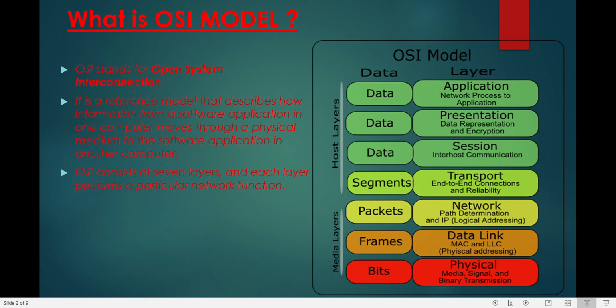The OSI model consists of seven layers, and each layer performs a particular network function. This model was developed by the International Organization for Standardization, that is ISO. It was developed in 1984, and it is currently considered an architectural model for intercomputer communications. In the diagram, we can see the various layers which are defined for the OSI model, and we will see the layer details in further slides.